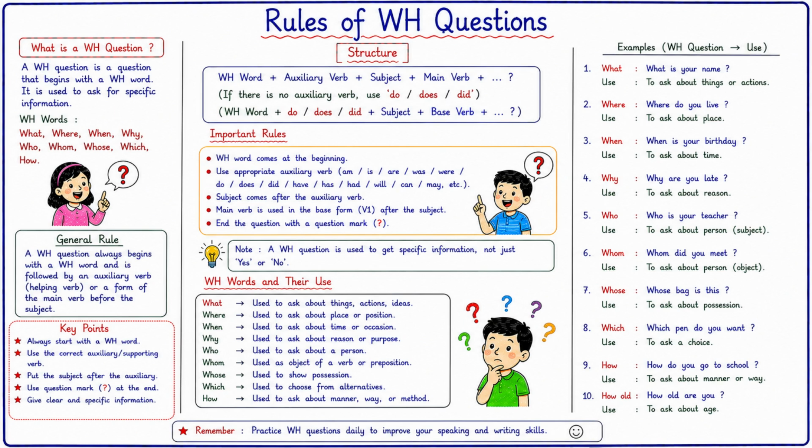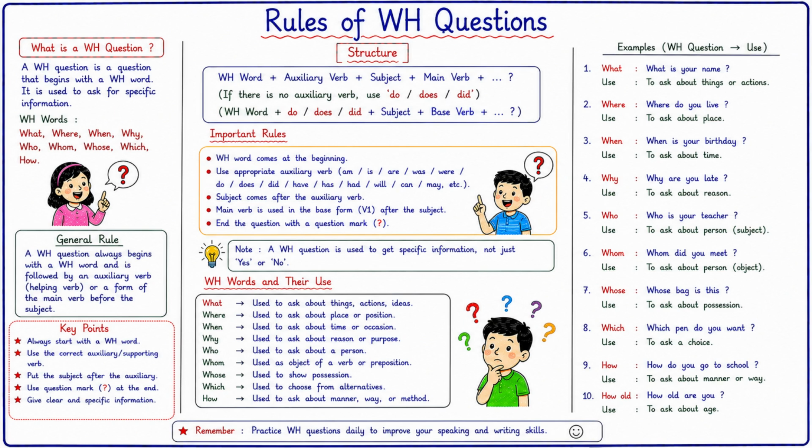First, the WH word normally comes at the beginning of the question. For example, what are you doing? Not, you are doing what? The second form may occur in special conversational contexts, but the standard WH question structure begins with the WH word.